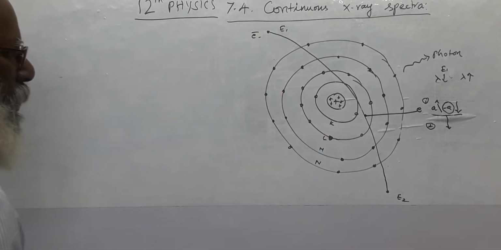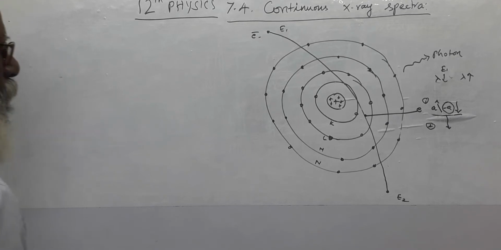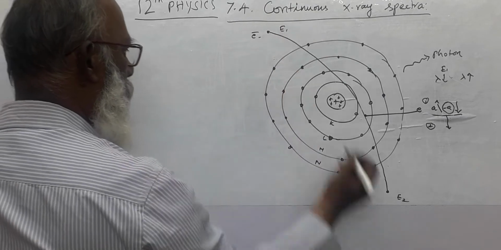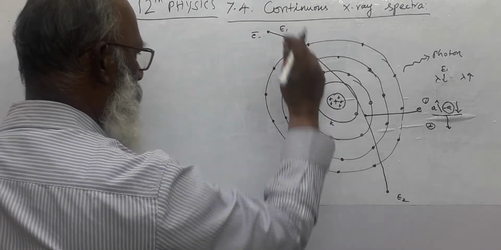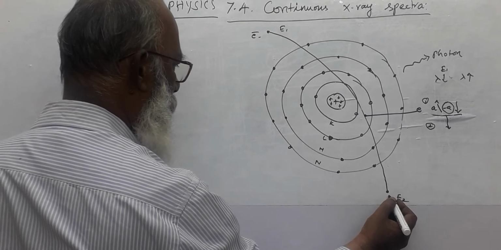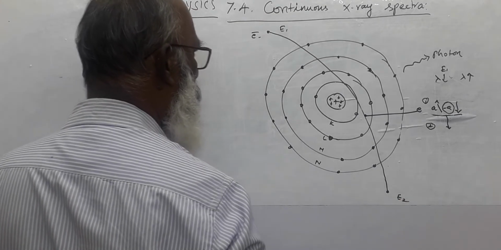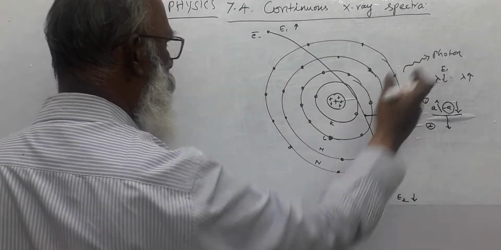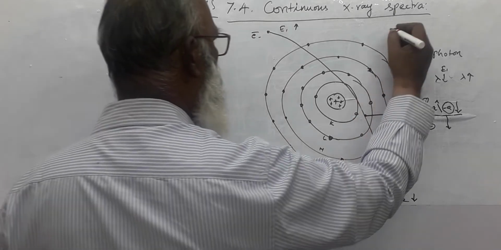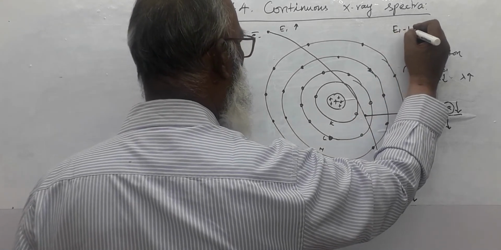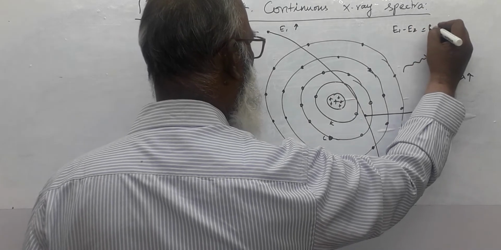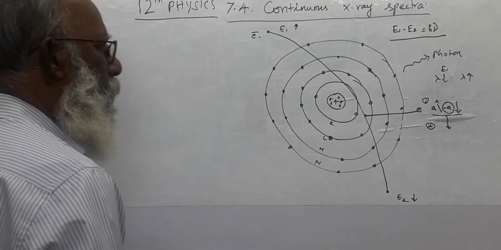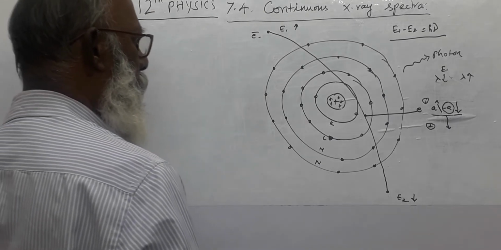That's the reason. Let us assume the initial energy of the electron is E1, and the final energy of the electron is E2. Now E1 is higher, and partial energy is transferred to the photon energy. Therefore E1 minus E2 is equal to h nu. This is called the photon energy, the radiated photon energy.